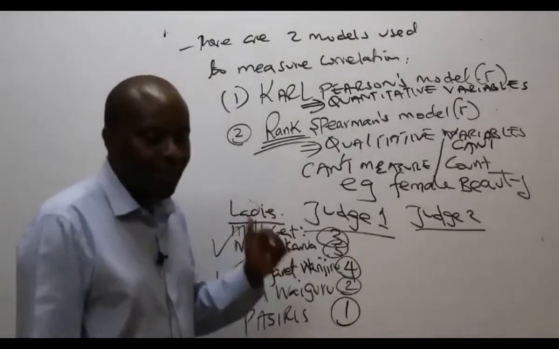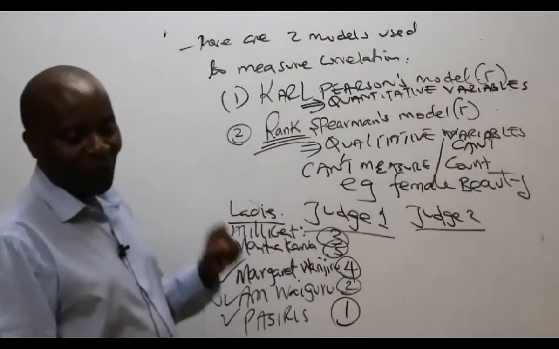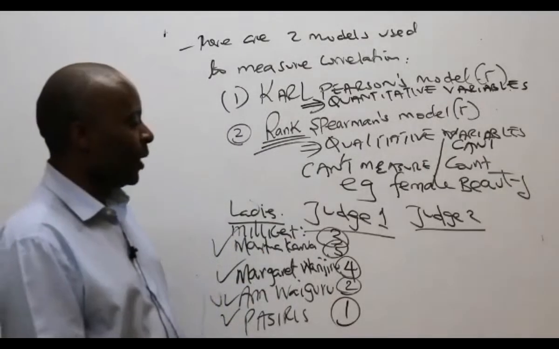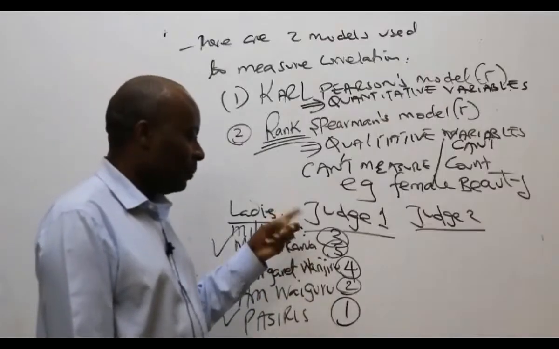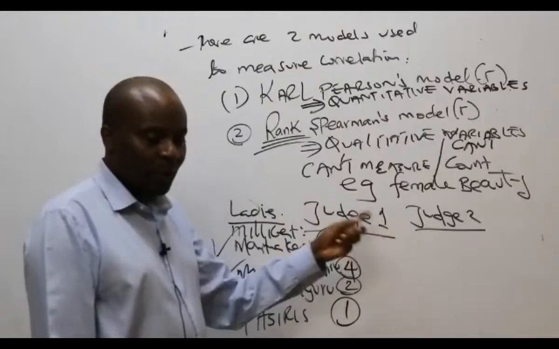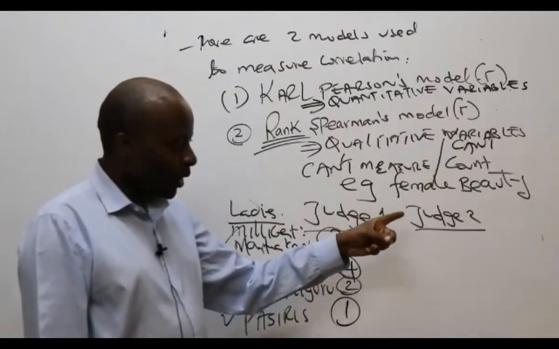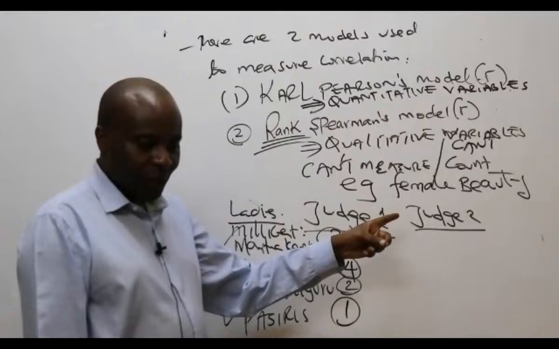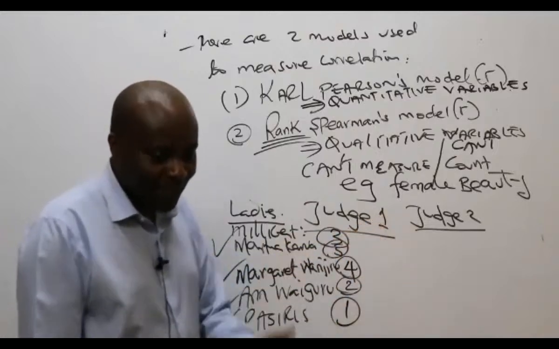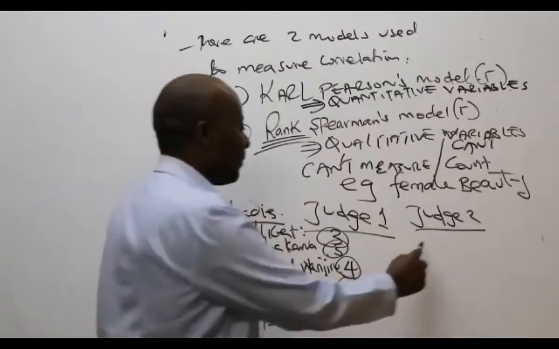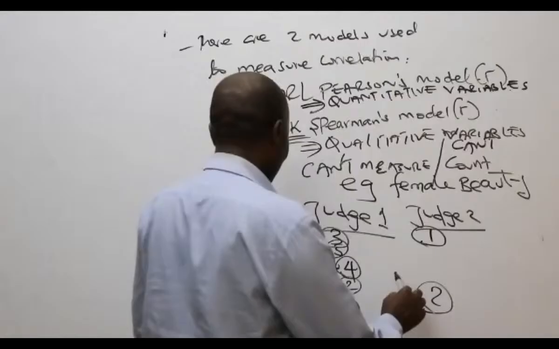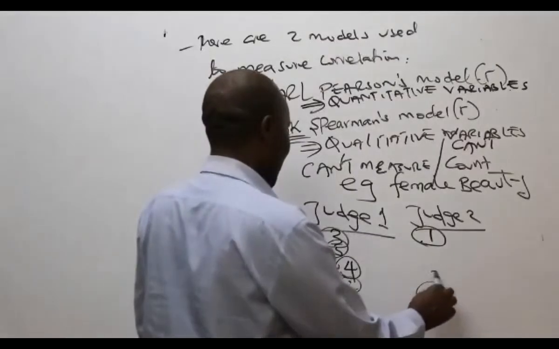How about judge number 2? Judge number 2 is Brian. Brian, very fast, please give me. Remember, what may be beautiful to Gibson may not be beautiful to Brian. So Brian, please give me your rankings very fast. So Millicent number 1, Pasaris number 2, Waiguru number 3.